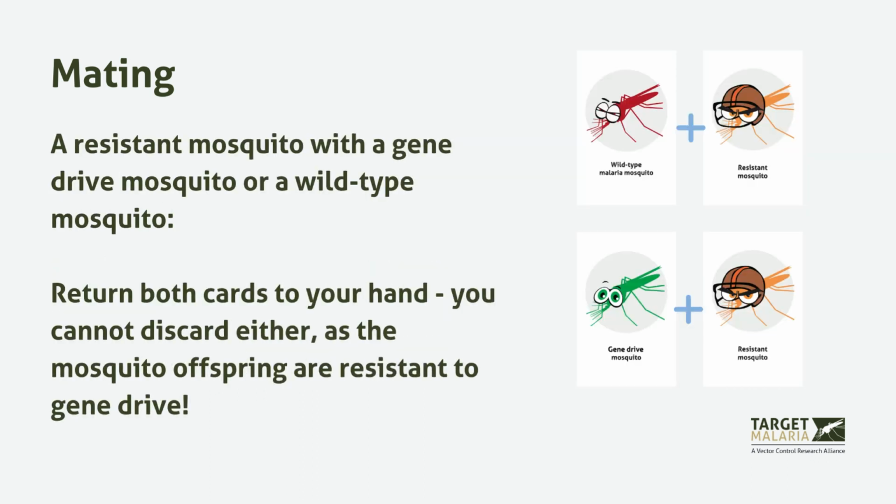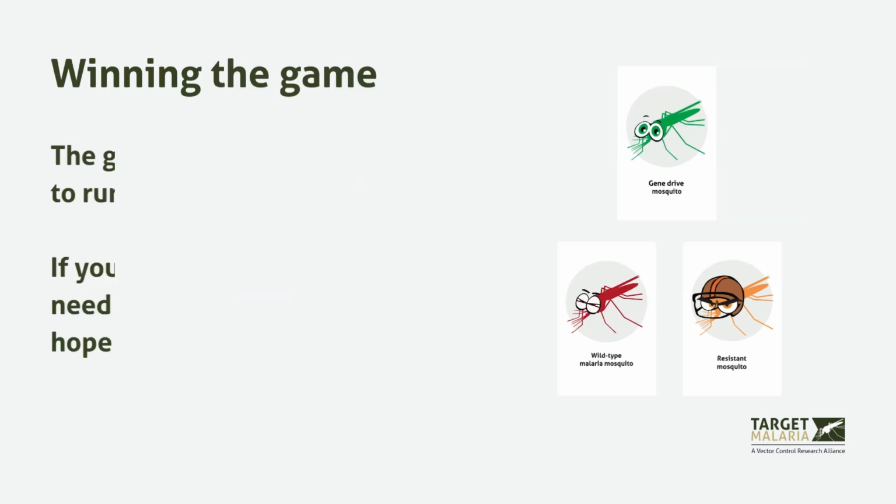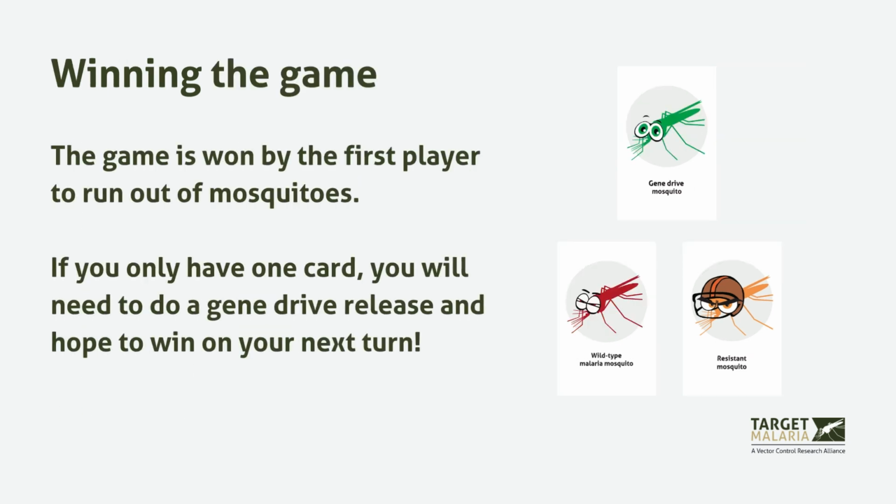If the player picks a resistant mosquito with a gene drive mosquito or a wild-type mosquito, return both cards to your hand. You cannot discard either, as the mosquito offspring are resistant to gene drive. The game is won by the first player to run out of mosquitoes. If you only have one card, you will need to do a gene drive release and hope to win on your next turn.